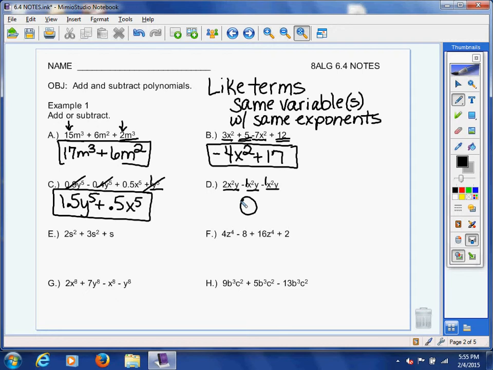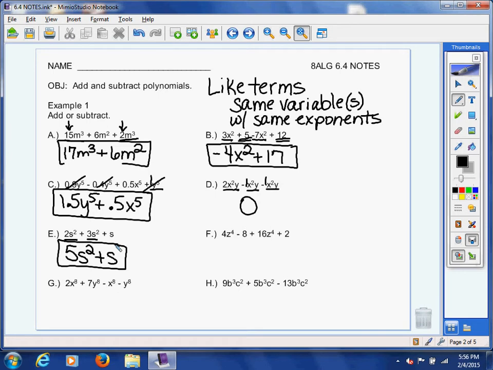All right, let's look at E. We've got s squared and s squared. Those are the only two like terms I see. So we're going to combine 2 plus 3. That's 5s squared. And then we're just going to drop that lone s down. And that's as good as I can get because I can't add 5s squared to s. They're not like terms. There we are again with that term, like terms, okay? I know you're getting tired of me saying that.